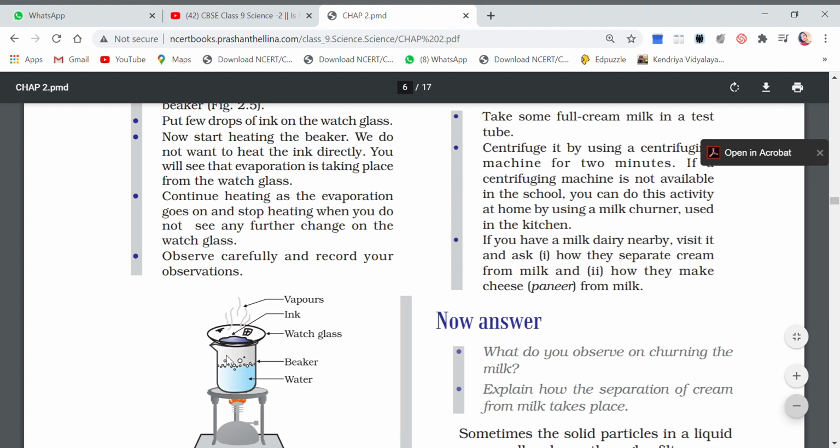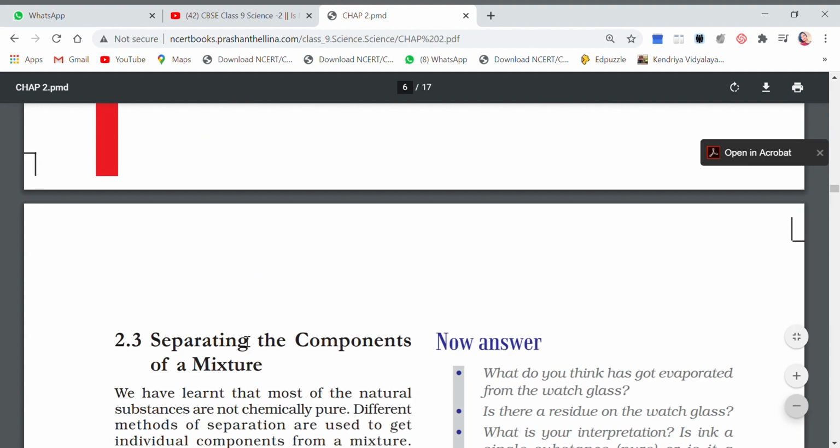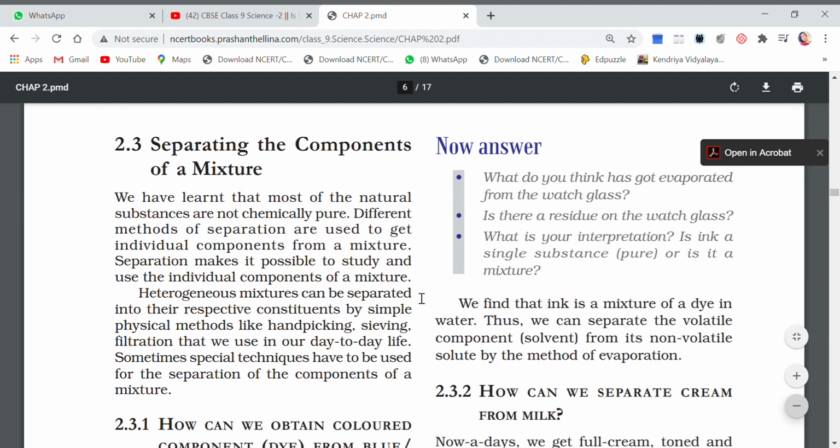Now when you continue this process for some time, you will see that only the dye is left on the watch glass. The powdered dye is left on the watch glass and the liquid part is gone. And where has it gone? It is gone in the form of vapors. So now let me show you. This is a very important part of the topic.